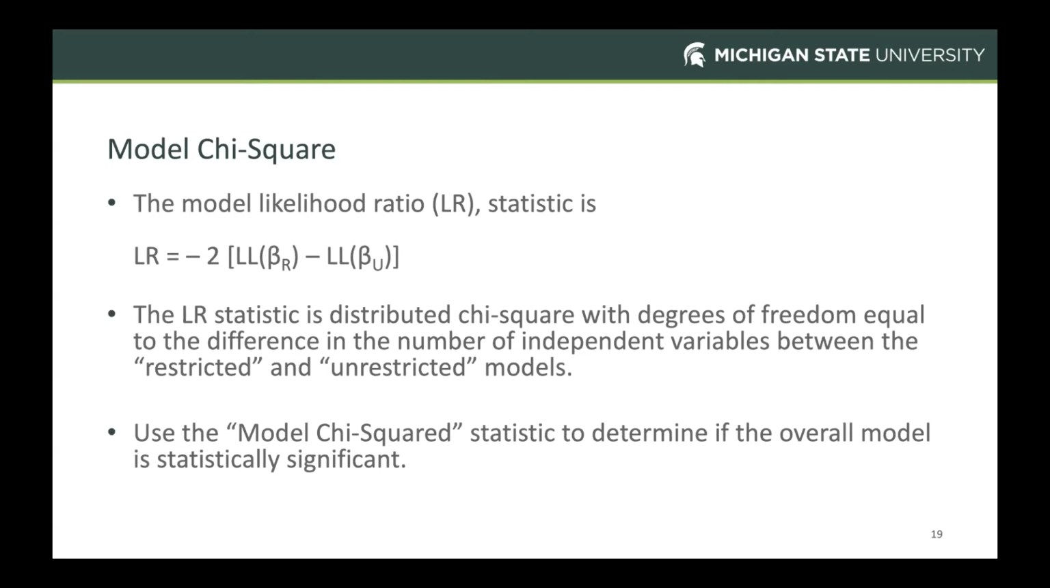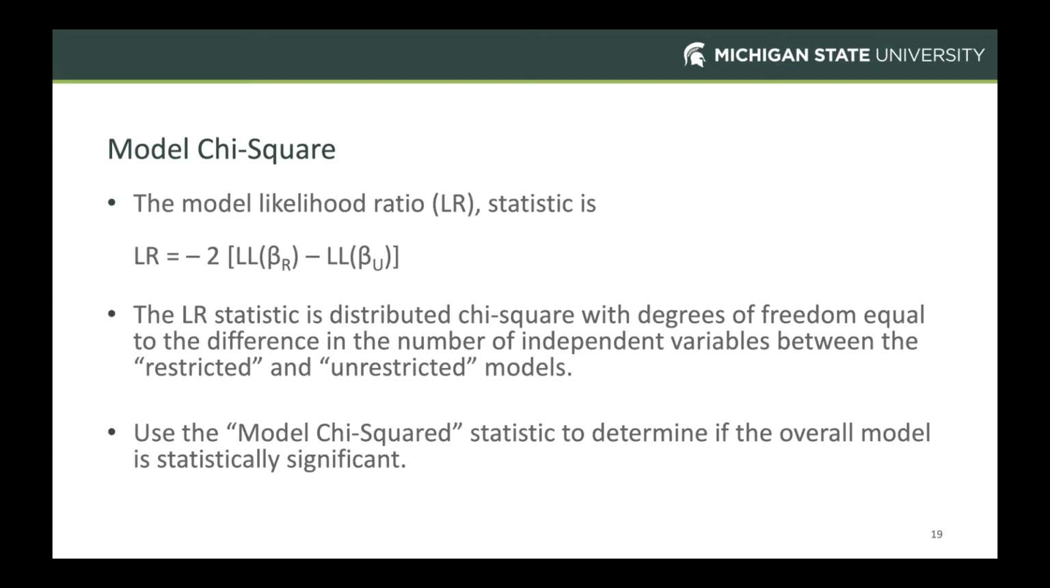And the degrees of freedom are simply going to be the difference in the number of parameters between those models. So as an example, if we add one predictor variable to our model, we'd evaluate the improvement in goodness of fit, and we compare that against the chi-squared statistic with 1 degree of freedom.